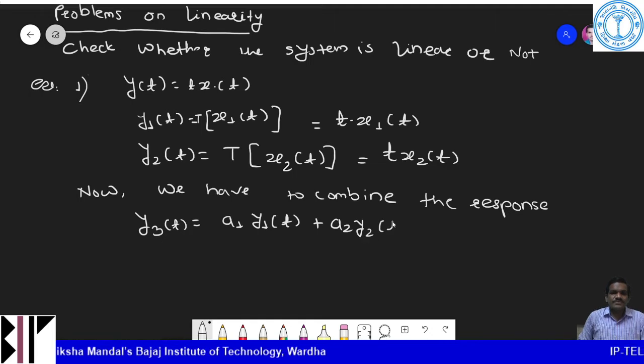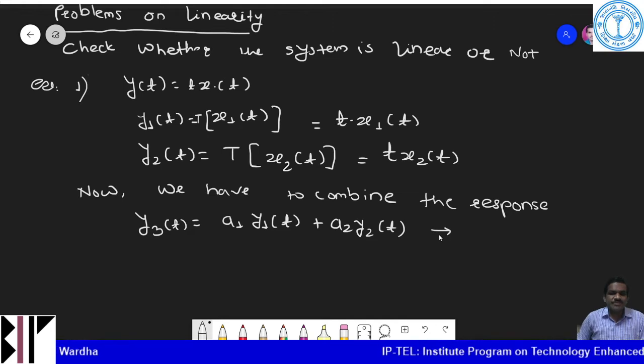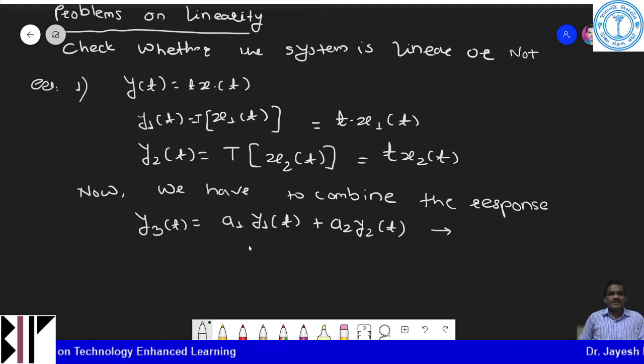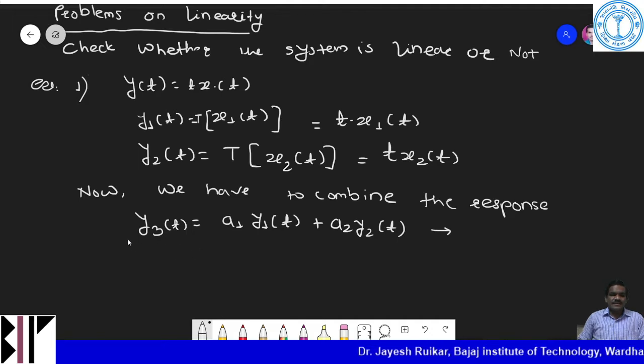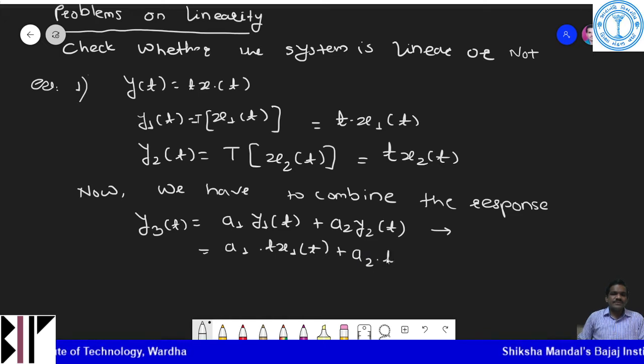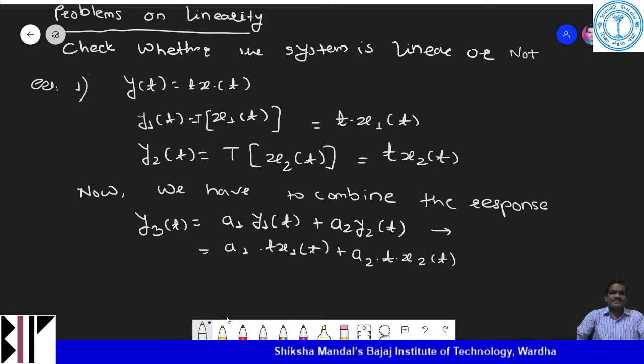This is nothing but your additivity property and the homogeneity property, or you can say the scaling property. The two responses are added, and a1 is multiplied with y1; this is nothing but your scaling property. So y3 of t is a1 y1 of t plus a2 y2 of t. Now if we put in the values, we get a1 times t times x1 of t plus a2 times, what is y2? That is t times x2 of t. So this is the first part we have seen.